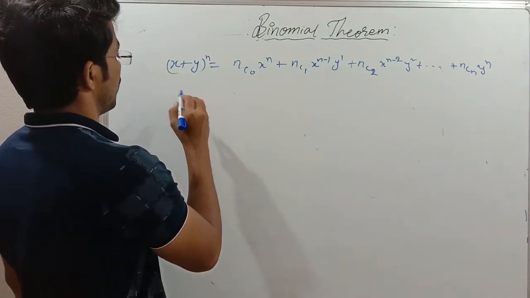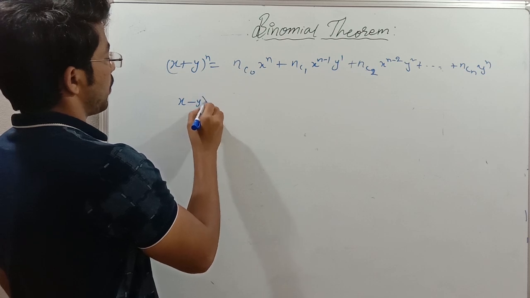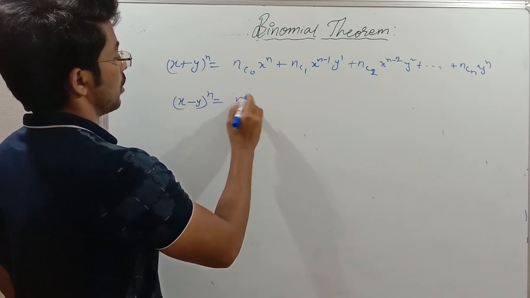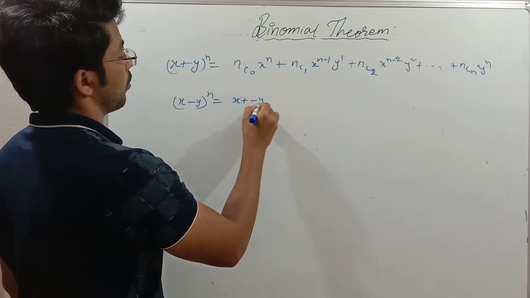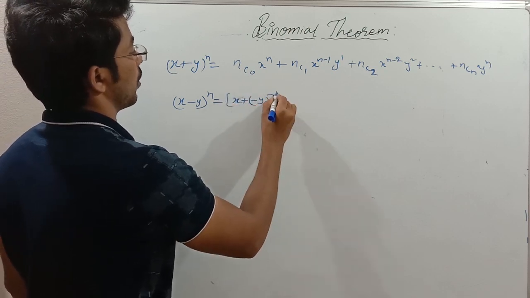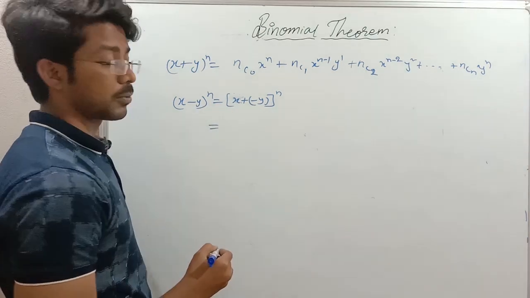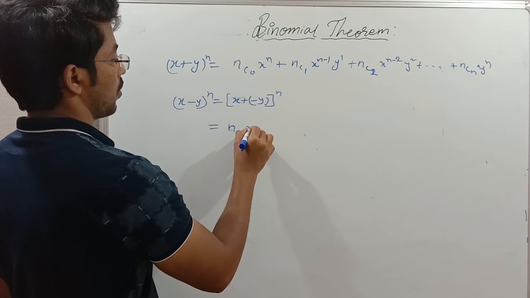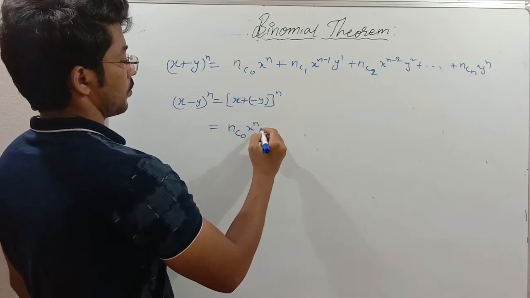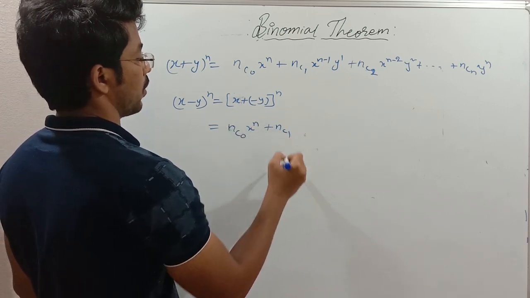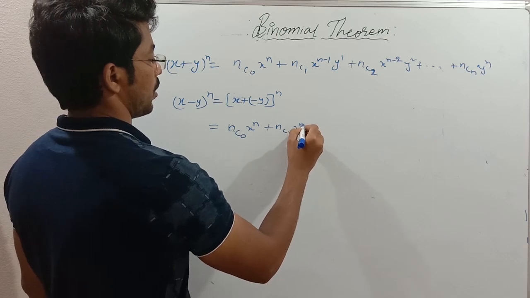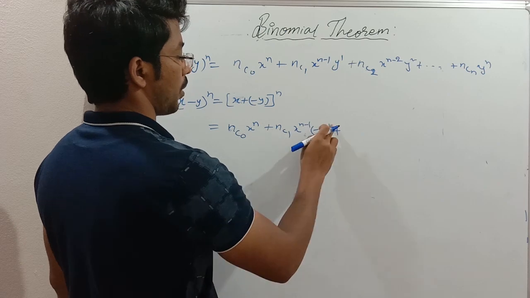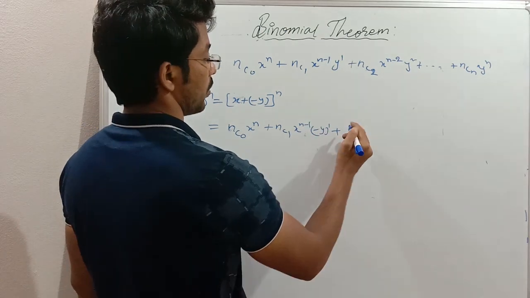Now if there is (x minus y) whole power n, we take it as (x plus of minus y) whole power n. If we expand this, we get nC0 x power n plus nC1 x power n minus 1 times (minus y) whole power 1, as the power will be the same as the term in the r place.